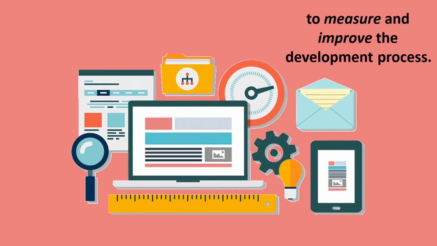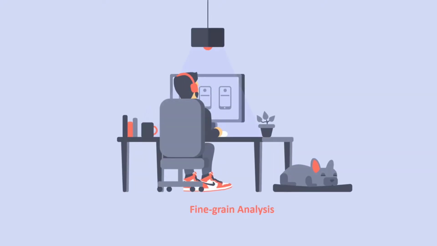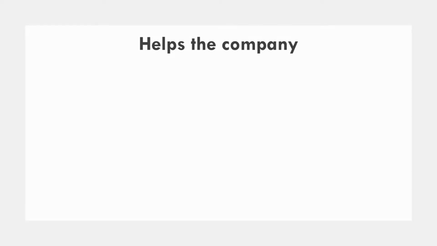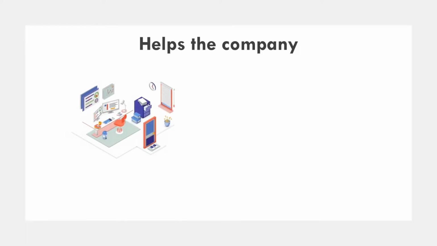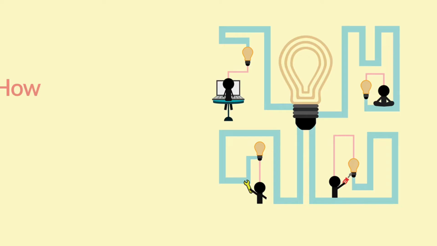SDLC is a way to measure and improve the development process. It allows a fine-grained analysis of each step of the process. This, in turn, helps the company maximize efficiency at each stage. SDLC helps achieve these goals by identifying inefficiencies and higher costs and fixing them to run smoothly.